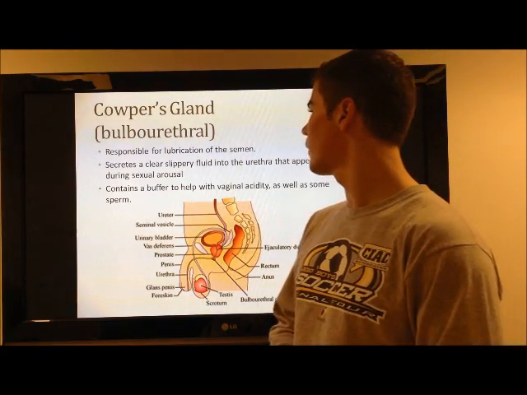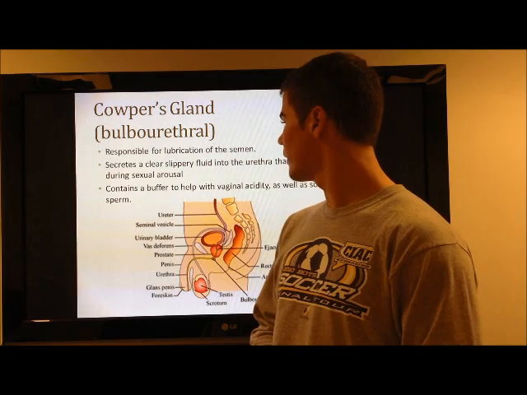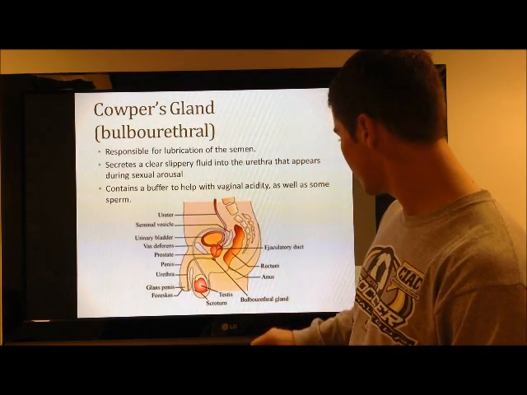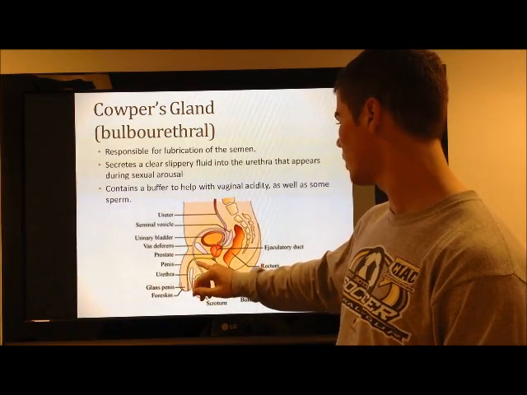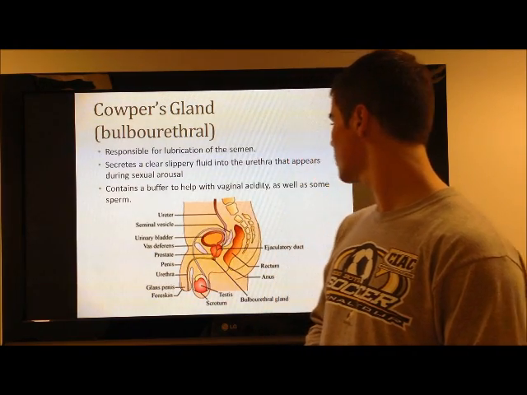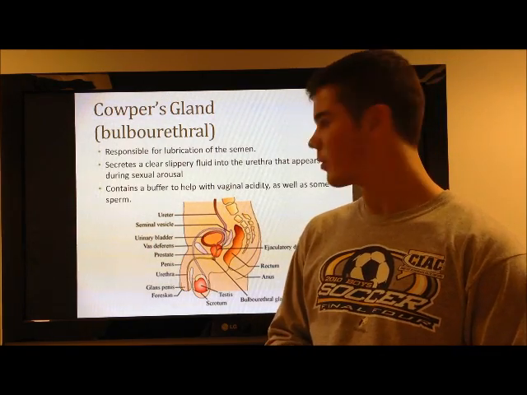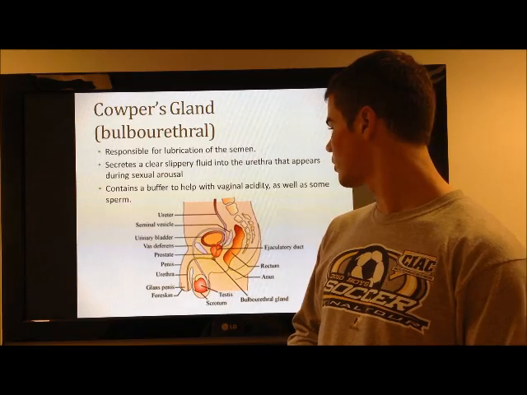Alright, and then next we have the Cowper's gland, which is also known as the bulbourethral gland, and this is responsible for lubrication of the semen. As you can see down here, it is a very small gland right off the urethra, and it secretes a clear, slippery fluid which appears in the urethra during sexual arousal, and it contains a buffer to help with vaginal acidity as well as some sperm.